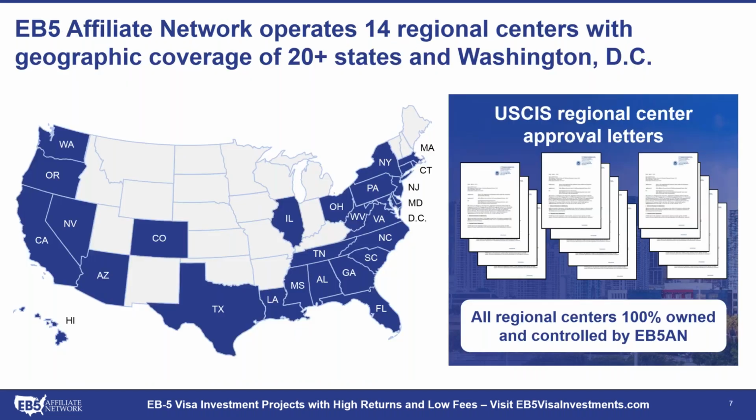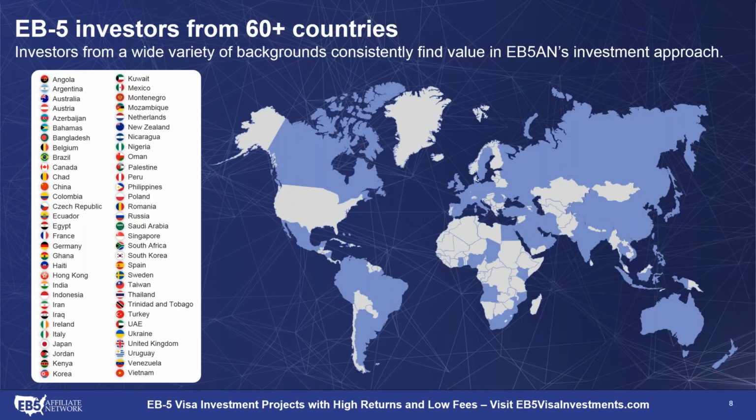This is a quick map showing where our footprint is. So these are areas where we have approved regional centers, where we can provide project sponsorship to qualified projects that meet our criteria. And this is a quick map showing where some of our investors come from around the world. Most importantly here is that investors from a wide variety of backgrounds have consistently found value in our approach to structuring EB5 investment projects, ranging from 1 investor to several hundred.